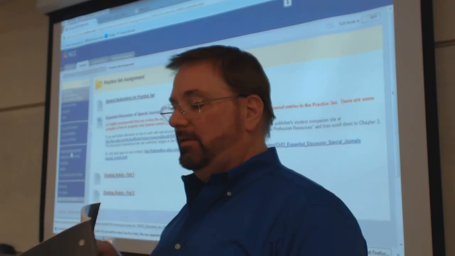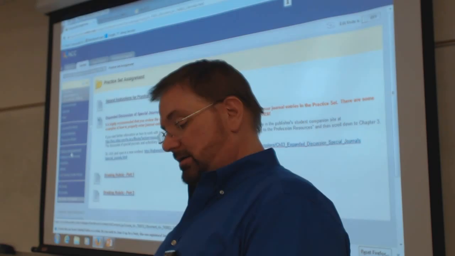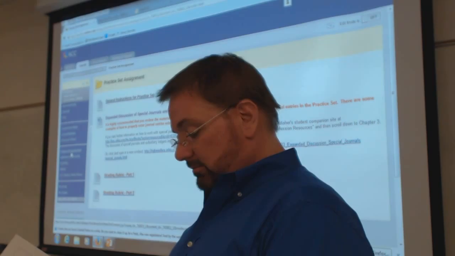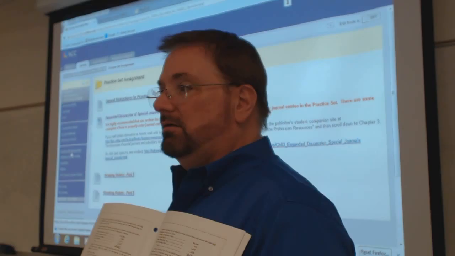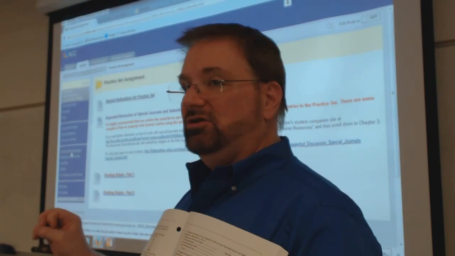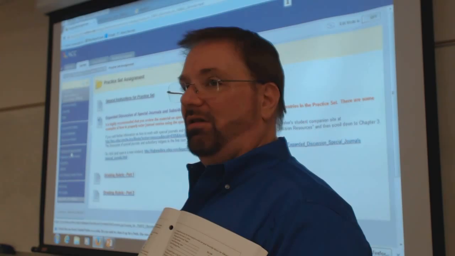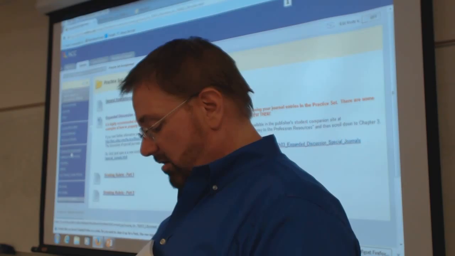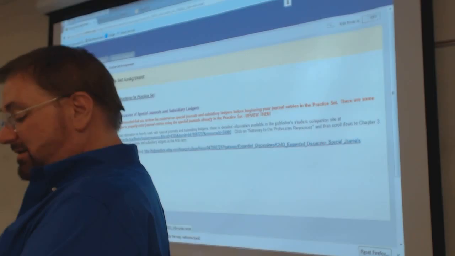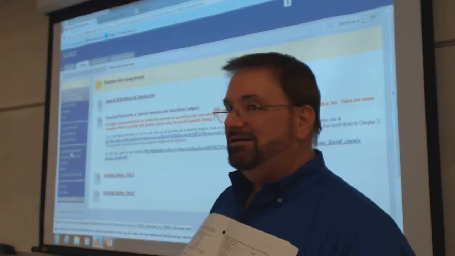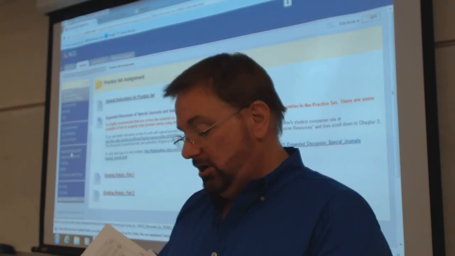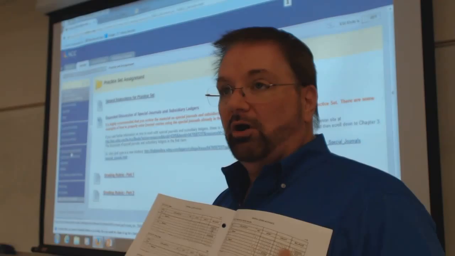Once you've posted your entries to the general ledger, make sure you go through and update your account balances in your general ledger. At that point, going back to the instructions on page 84, you will then be ready to do step number 4. Now remember, we're going to analyze the transactions. We've journalized them using the special journals and the subsidiary ledgers, and we've posted everything to the general ledger. And we've recomputed our general ledger account balances. Now we're ready to do a check of the general ledger, and we're going to create the unadjusted trial balance.